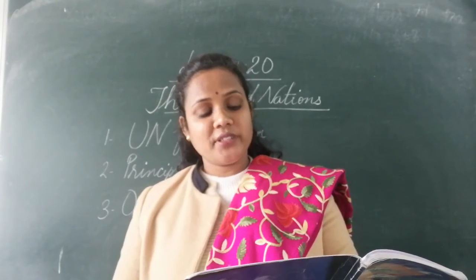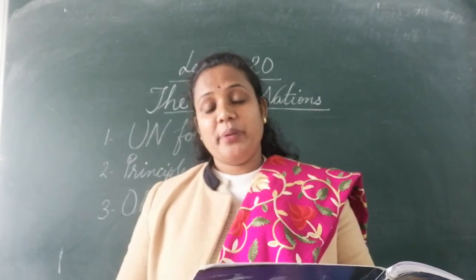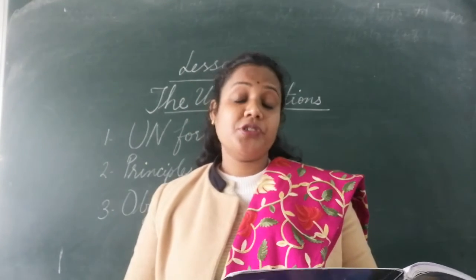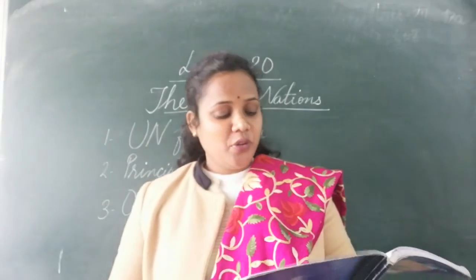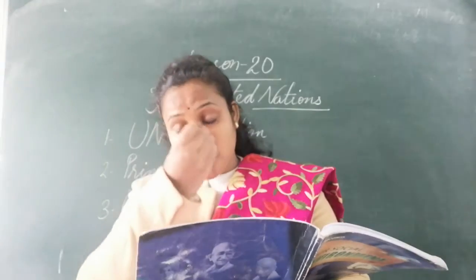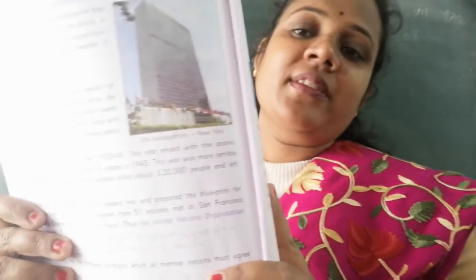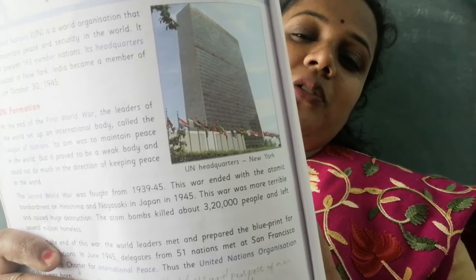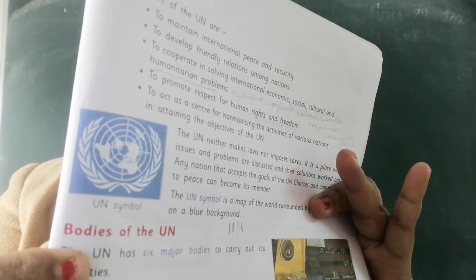So next important objective of UN is to become a leader to maintain harmony among all the nations to create world peace. Okay? And if you look at your book, the headquarters is shown to you on the first page. Here is shown your UN headquarters in New York, and on the next page you are shown the UN symbol.